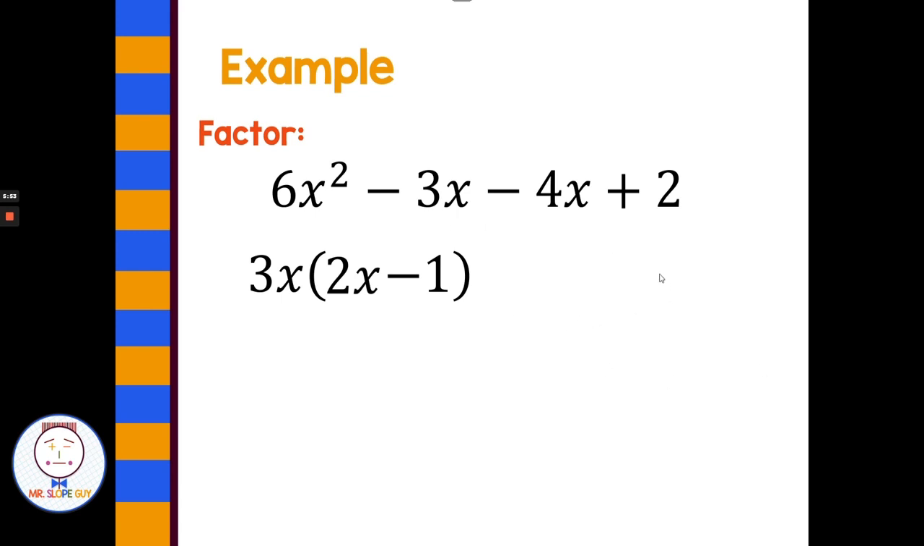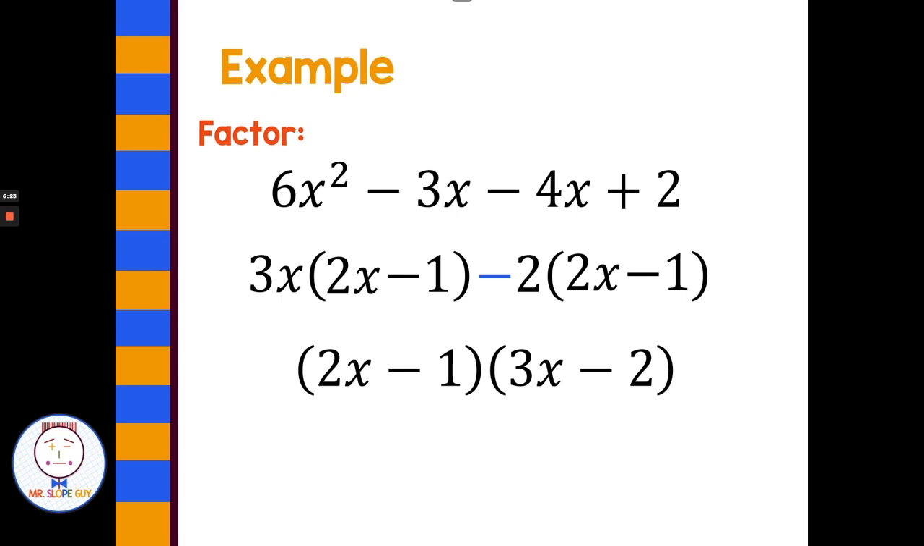So on my next term, I really want to get this 2x minus 1 left as a factor. So I want to pull out a negative number for my GCF. I want to pull out a negative 2, and I'd be left with 2x minus 1. So when the factor of 2x minus 1 comes out, I wanted to make sure that the signs align. So I didn't want to just use positive 2 for the GCF. I want to use negative 2. Now I can pull out a GCF of 2x minus 1, and I'm left with 3x minus 2.